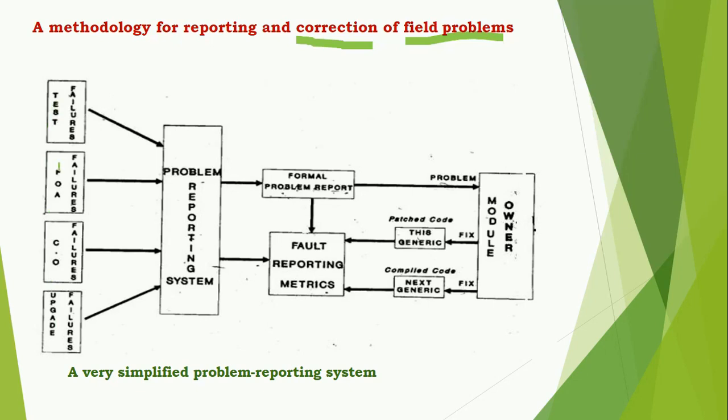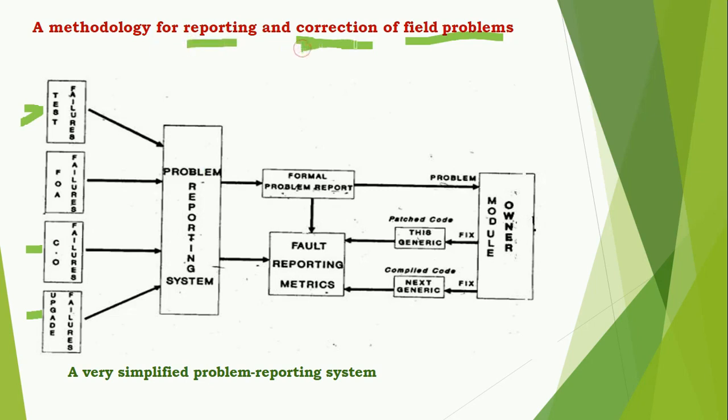You have test failures and FOA, first office application failures. Then CO failure, that means central office failure, and upgradation failure. Test failure means you'll have continuous line testing, and that failure has to be listed in the problem reporting system. And FOA failure, CO and upgradation failures, everything has to be listed in the problem reporting system. It is a database which will list the problem. That means reporting is over.